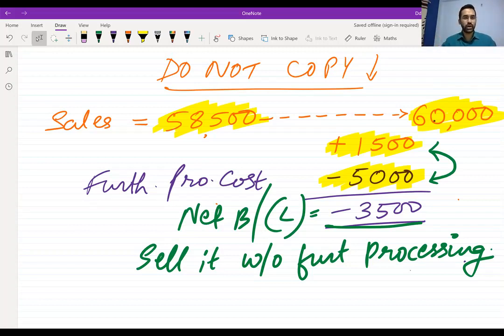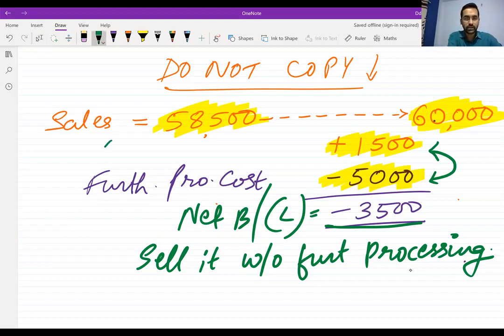That is why, to avoid that confusion, they clearly gave in the question that I'm reading, X is not subject to further process and sold at point of separation, for which there is a market of 58,500 without selling expense. They said don't worry about selling expense, take a decision. Right. Now, what is 1500?